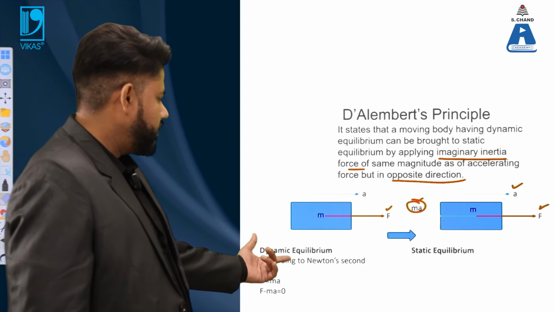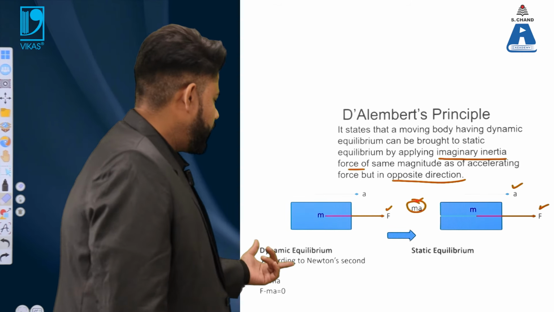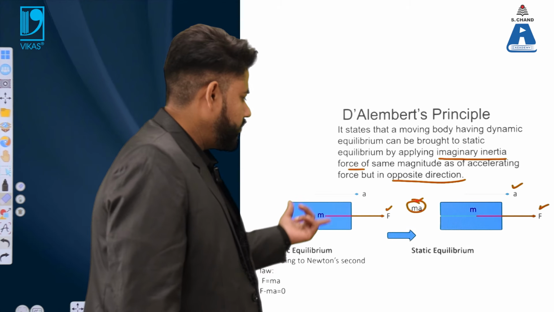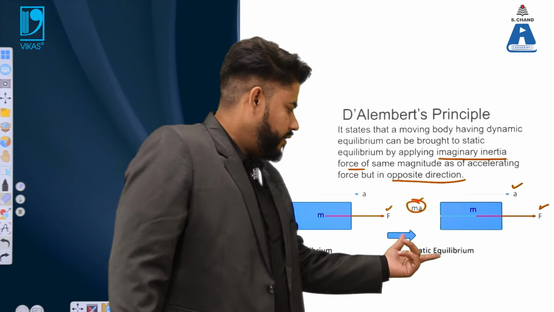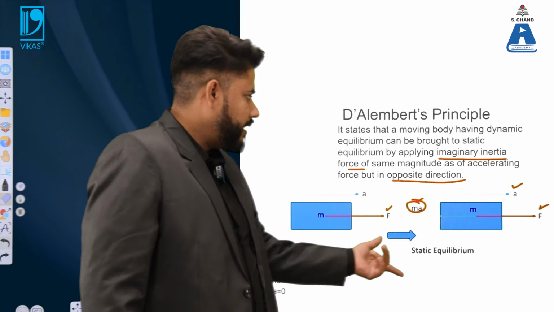So we want to convert this object which is in motion and in dynamic equilibrium into static equilibrium. What has to be done? We apply a force of the same magnitude, but with an opposite sign. So the minus ma part is to be added in this particular set. Now we will learn this concept with the help of one numerical problem.